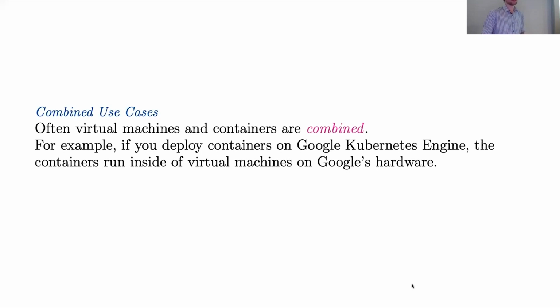Now, these two technologies are not distinct from one another. They are very often combined together. A good example of this is if you use the Google Kubernetes Engine, which is a way of deploying your containers onto Google Cloud. Those containers run inside of virtual machines that run on top of Google's hardware. So this is a very common use case. You'll see virtual machines and containers used appropriately where it makes sense.